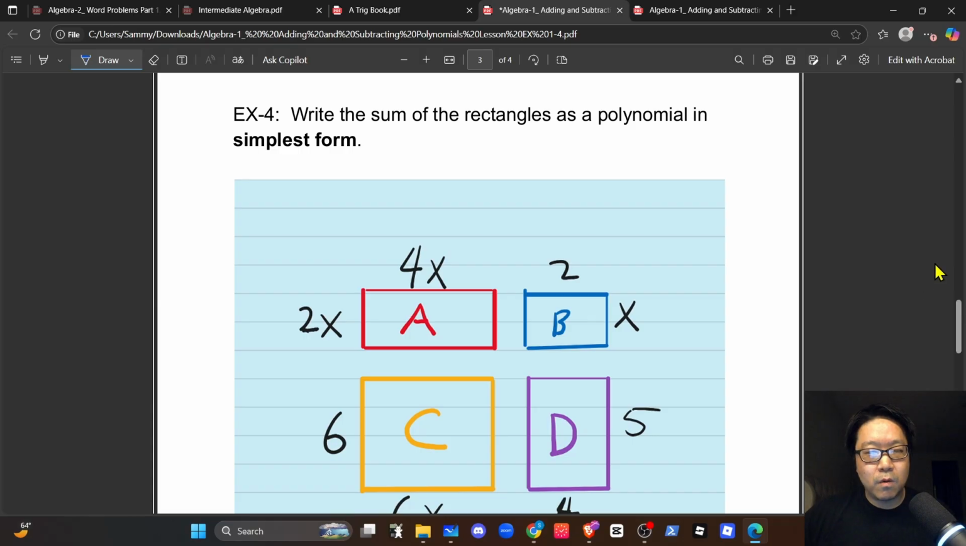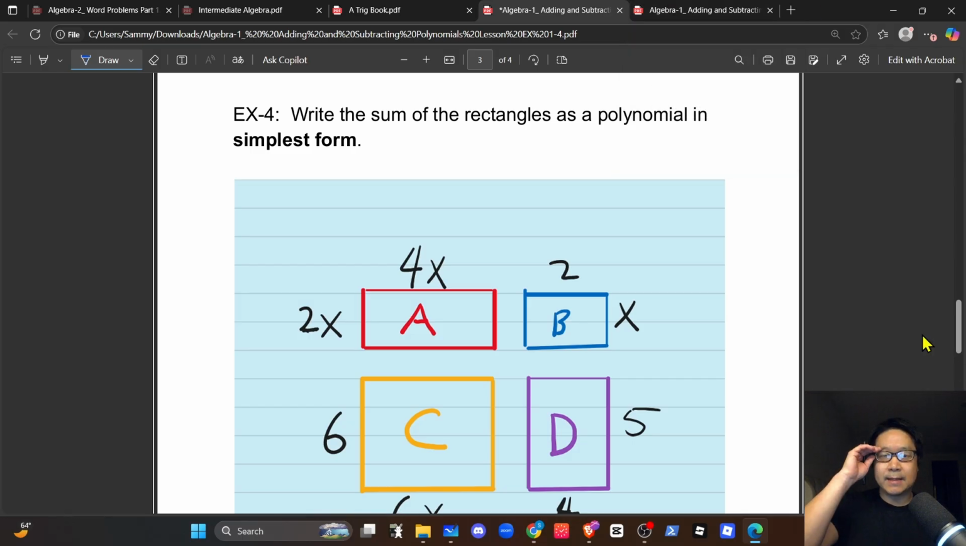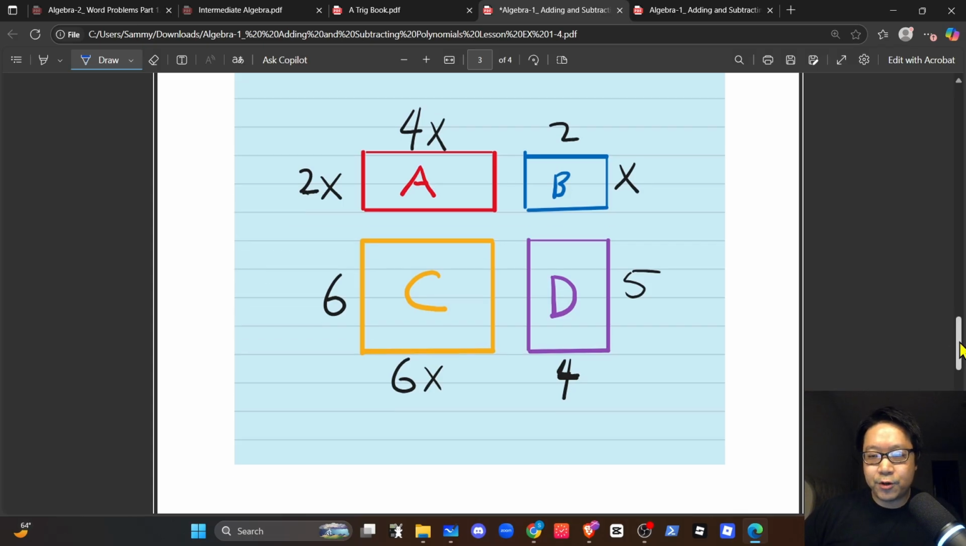All right, let's try one last example for this video. It says, write the sum of the rectangles as a polynomial in its simplest form. So whenever you get a question like simplest form, it just means to simplify the polynomial using like terms. It just means to combine like terms if there are like terms. But to actually solve the problem, how should we go about it? Go ahead and pause the video and try to figure out on your own if you can.